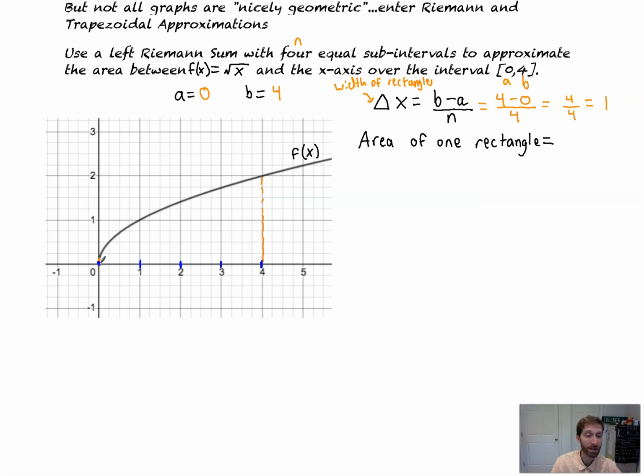The height at 0 is just 0, so we actually get a rectangle that has no height at all. That one might be a little confusing, but let's keep going here and draw a picture. Now look at the interval from 1 to 2. I'm going to do that in a different color.